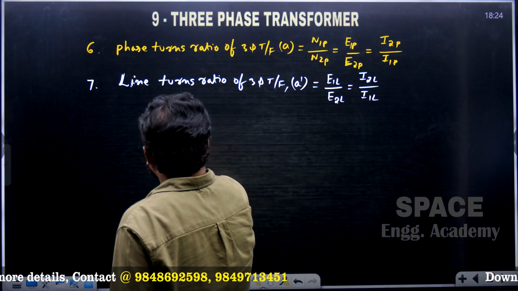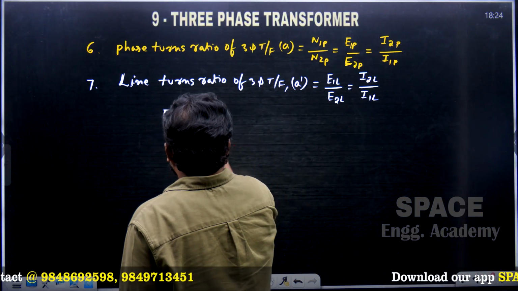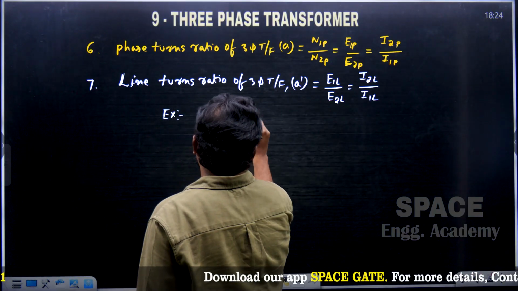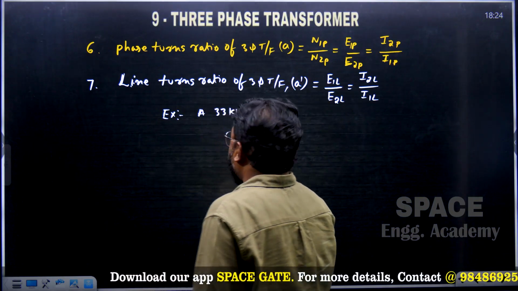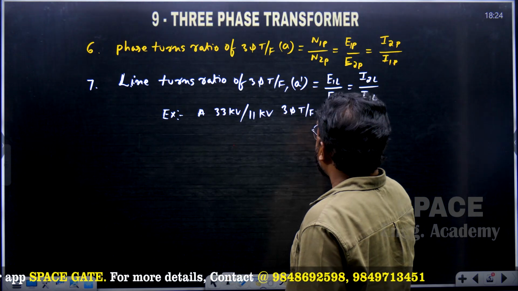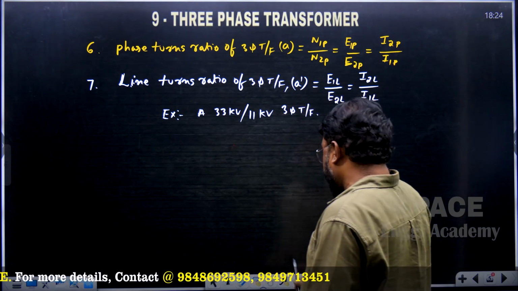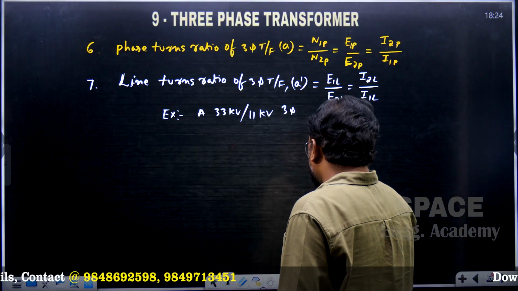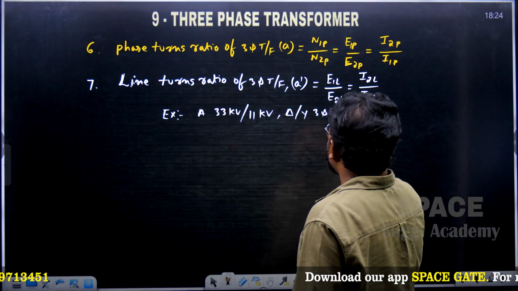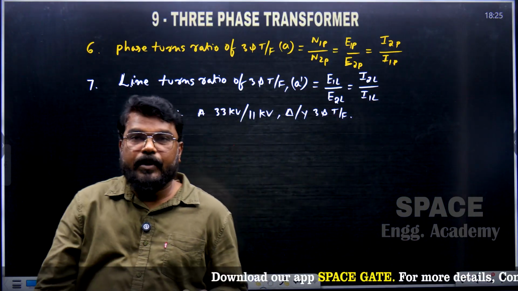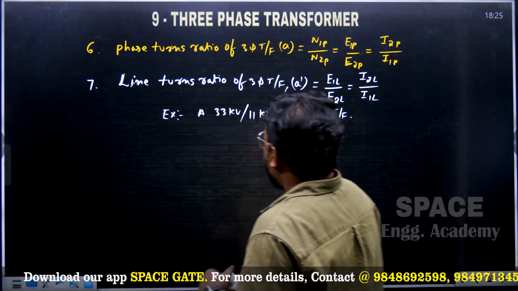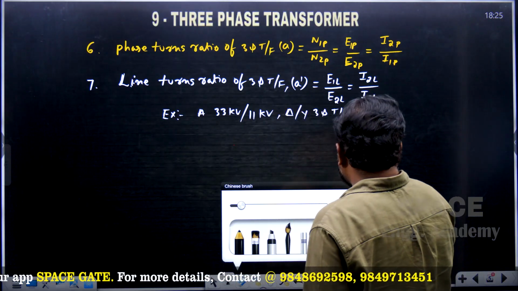Let us take one example. We have a 33 kV upon 11 kV three-phase transformer, with delta-star connection. The question is: find out the line turns ratio and phase turns ratio of the transformer. How do we get the line turns ratio and phase turns ratio?